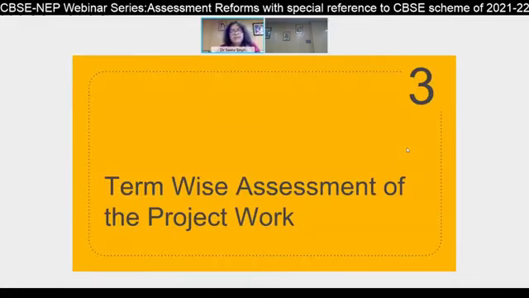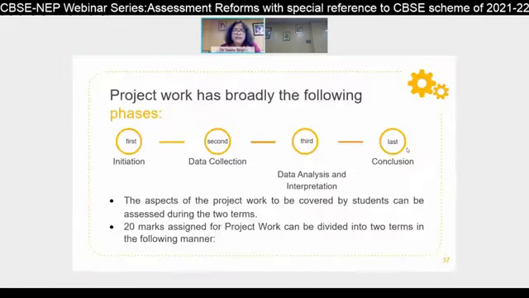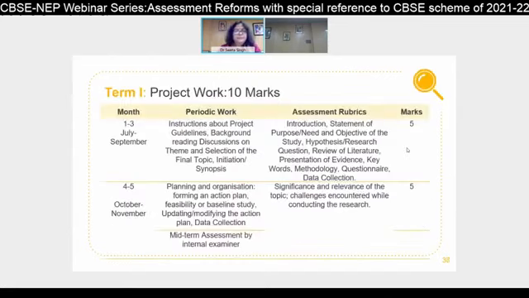Now we come to the term-wise assessment of the project work. How to divide it. Project work broadly has the following phases. First is the initiation phase, then the data collection phase, then analysis, interpretation, and finally conclusion. Now the 20 marks which have been assigned for the project work can be divided into two terms in the way we have just delineated in the next slide.